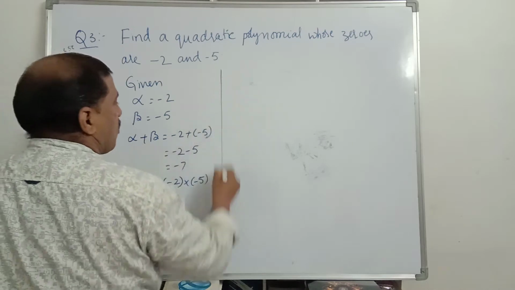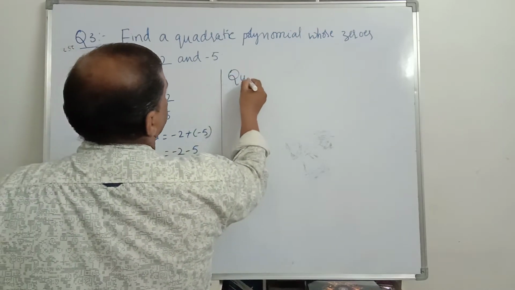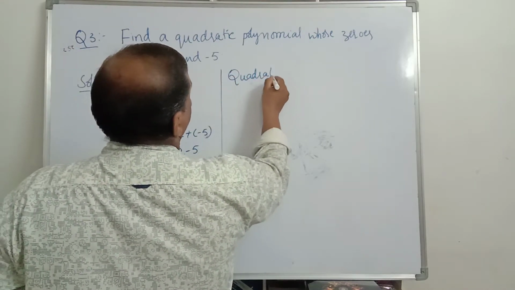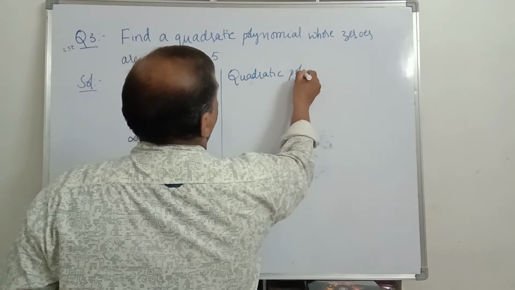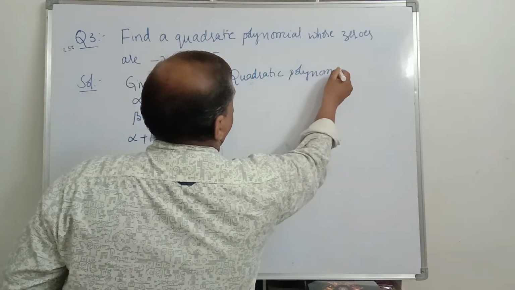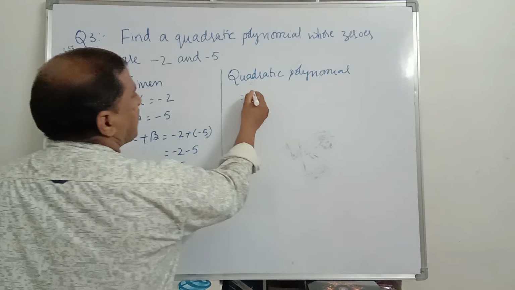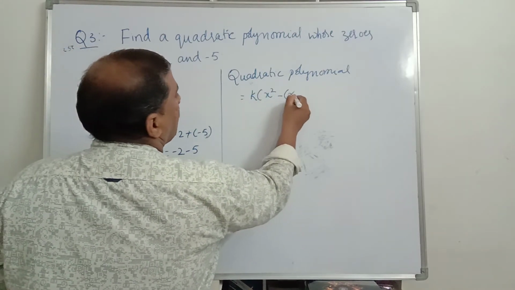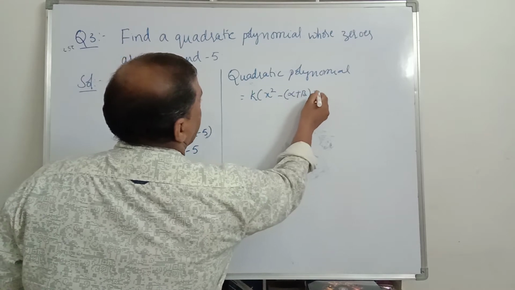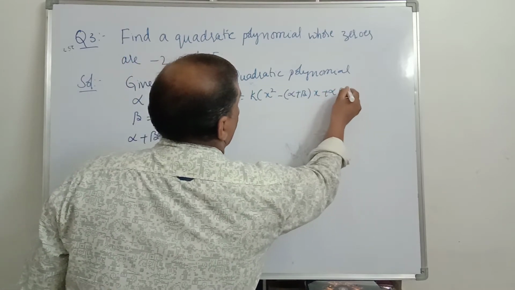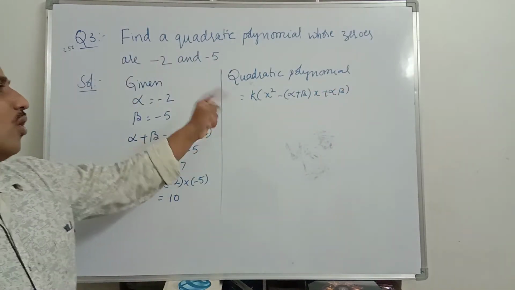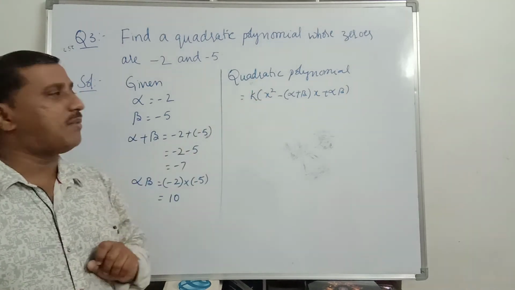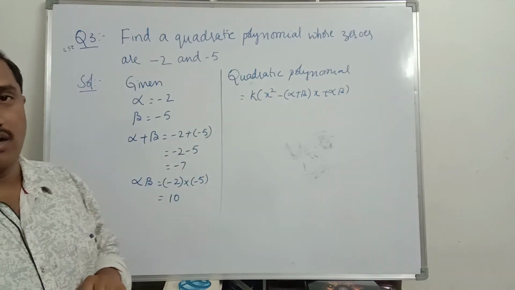So now the required quadratic polynomial is equal to, what is that? It is k into x square minus alpha plus beta into x plus alpha into beta. K into the whole of x square minus alpha plus beta into x plus alpha into beta.